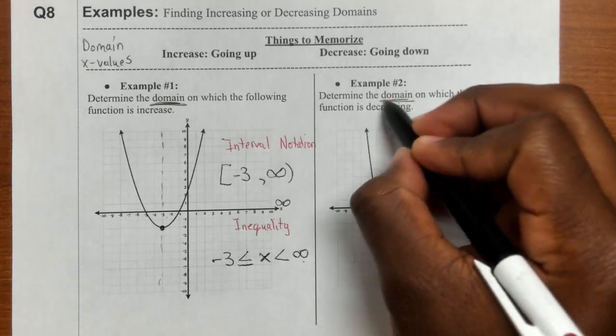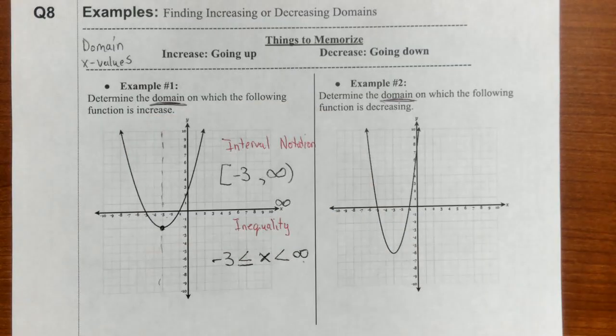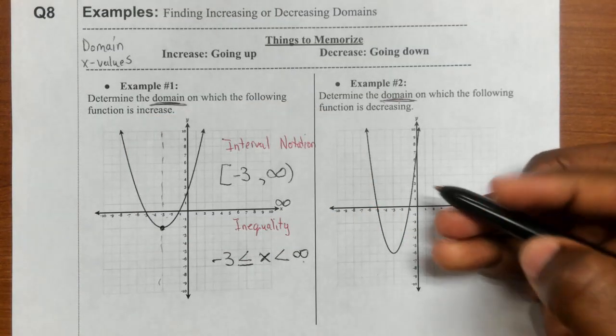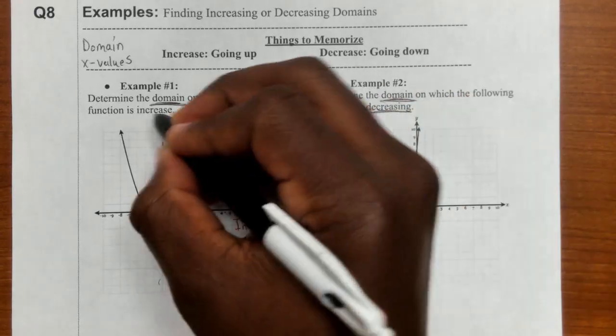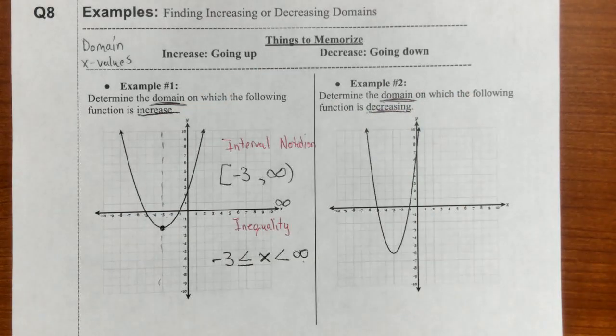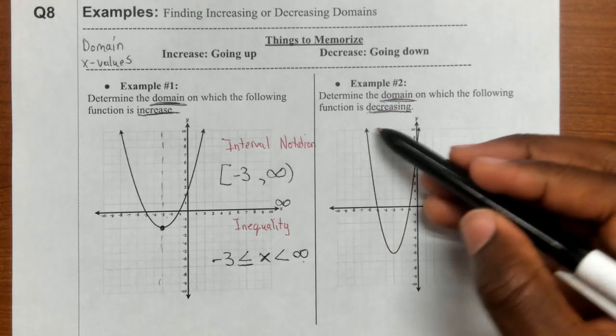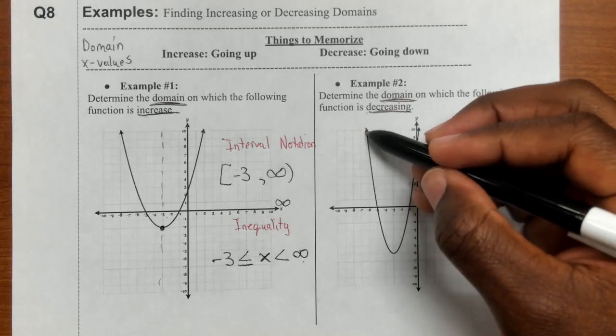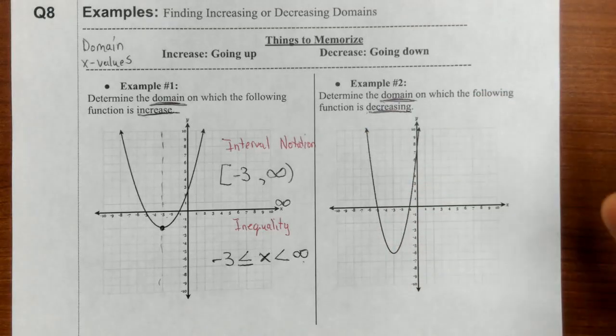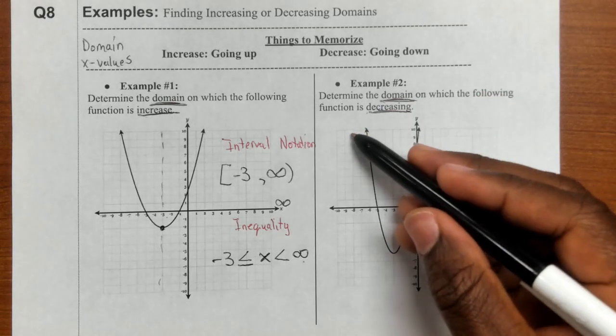So again, domain are your x values, so we're looking from left to right. Okay, but we're looking at where it's actually decreasing this time. This was increasing. So decreasing would be where it's going down. So all graphs start on the left and on the right. So here it started where there was an arrow. So technically if this was a bigger and bigger graph, it would be going infinitely to the left.